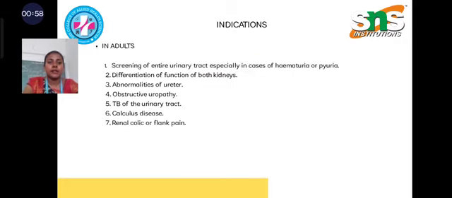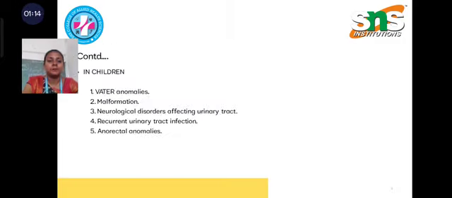Indications in adults: screening of the entire urinary tract, especially in cases of hematuria or pyuria, differentiation of function of both kidneys, abnormalities of ureter, obstructive uropathy, TB of the urinary tract, calculus disease, renal colic or flank pain. In children: water anomalies, malformation, neurological disorders affecting the urinary tract, recurrent urinary tract infection, anorectal anomalies.